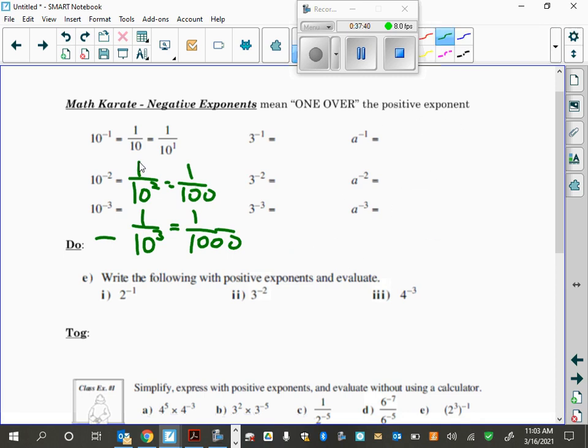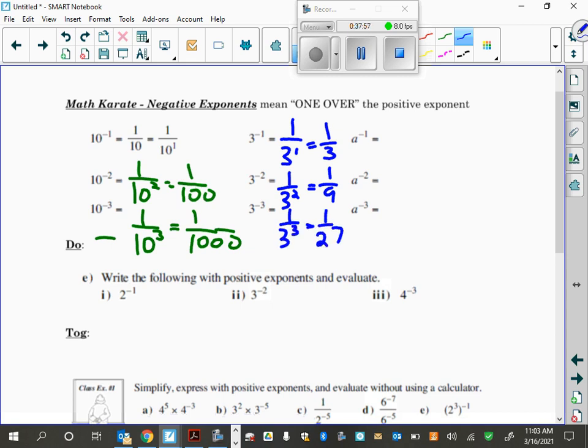And yep, and that's how it goes. 3 to the negative first is 1 over 3 to the positive first, which is just 1/3. 3 to the negative second is 1 over 3 to the positive second, which is 1 over 9. This is 1 over 3 cubed, which is 1 over 27. Not much you can do here. 1 over a squared, and 1 over a cubed is what a to the negative third means.